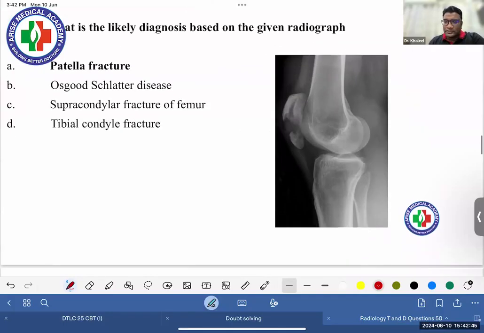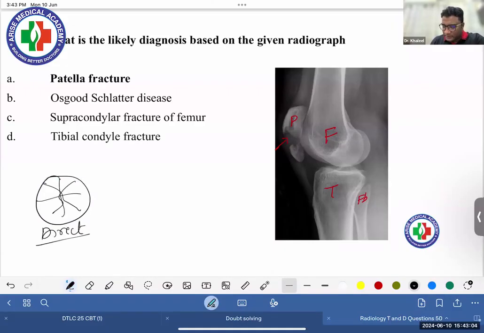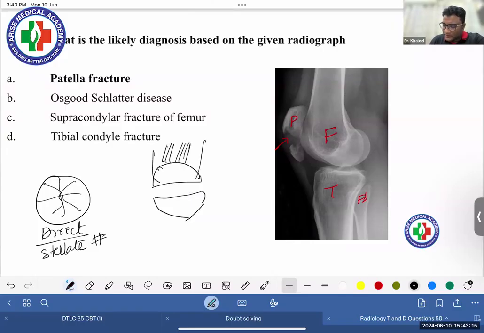Now, what is the likely diagnosis based on the radiograph? This is simple anatomy. This is the femur. This is the patella. This is the tibia. This is the fibula. So you are seeing an avulsion fracture of the patella. Patellar fractures are of two types. Either a stellate fracture due to direct injury, a star-shaped fracture, or an avulsion fracture, which is produced because of the pull of the quadriceps tendon. Okay, avulsion fracture.